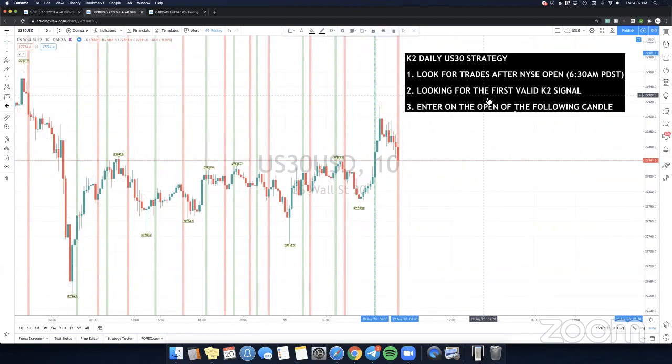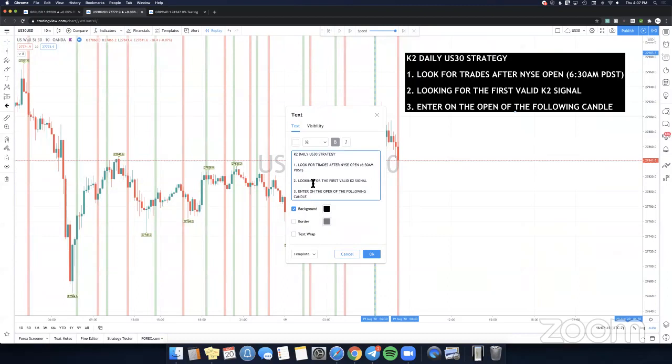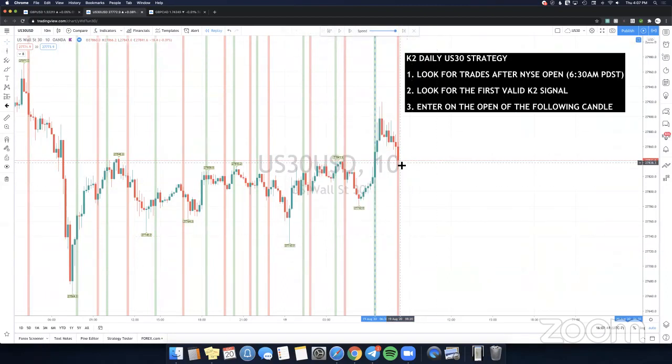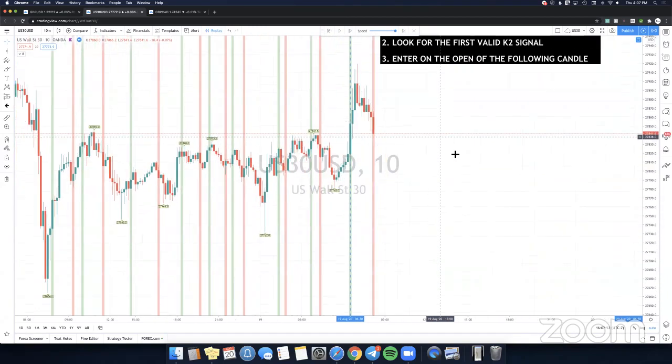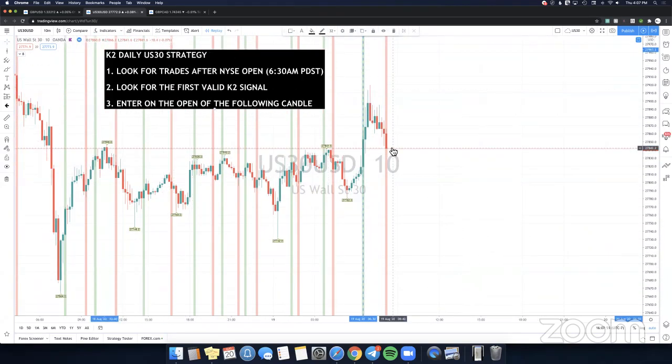Look for trades after the New York Stock Exchange open at 6:30 a.m. Pacific Daylight Savings Time. This is 6:30. So after this, take the first valid signal. So right here, look for the first valid K2 signal. So right here is the first valid K2 signal. It's a sell signal with the red bearish candle. So same thing we did prior. Once those are met, you enter on the close of that candle.